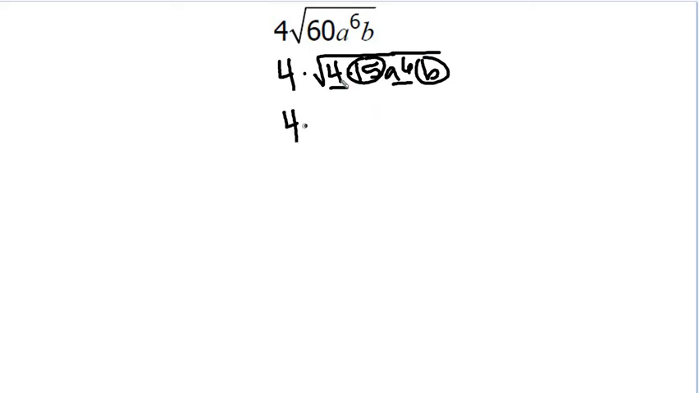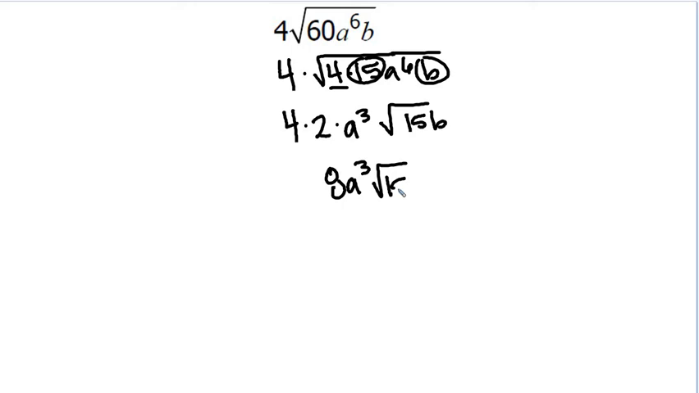So I have 4 times the square root of 4 is 2. The square root of a to the 6th is a to the 3rd. Remember, 6 divided by 2. And the square root of 15b. So we need to multiply to simplify. So we have 8a cubed times the square root of 15b.